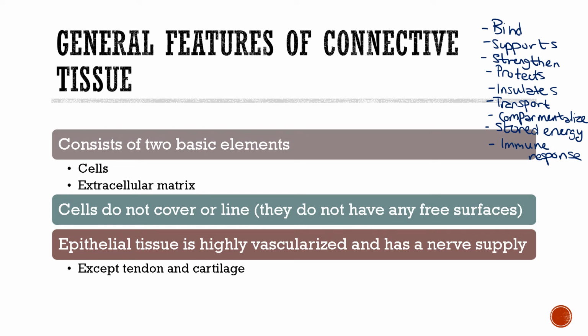Now there are two basic elements in all connective tissue. These are the cells and the extracellular matrix, or pretty much everything else around the cells. Now the extracellular matrix is going to consist of protein fibers and ground substance.